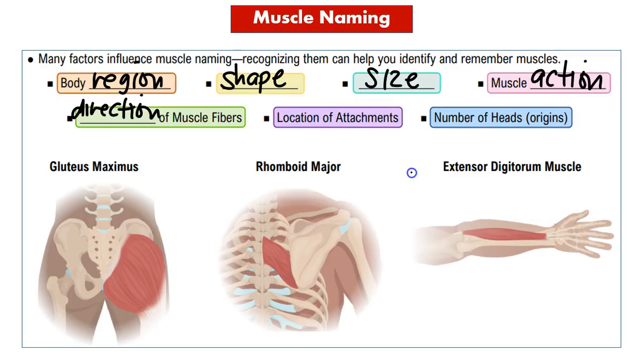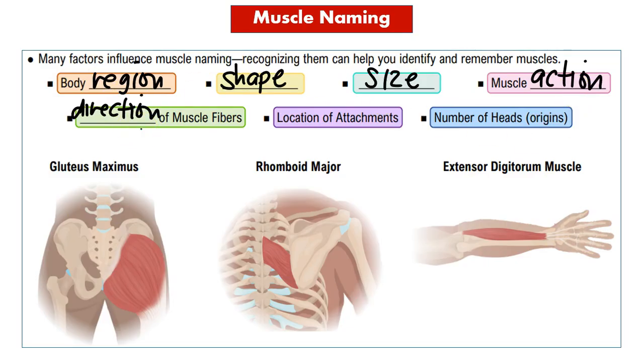The number of heads means the number of origins that the muscle has. So when we talk about the biceps brachii, bi means two, so it has two heads or two areas of origin. Triceps has three heads or three areas of origin. Quadriceps has four heads or four areas of origin. That's what you're thinking about. All right, before we get into our examples in the pictures here, I want to give some examples of each of the little pieces of the name.